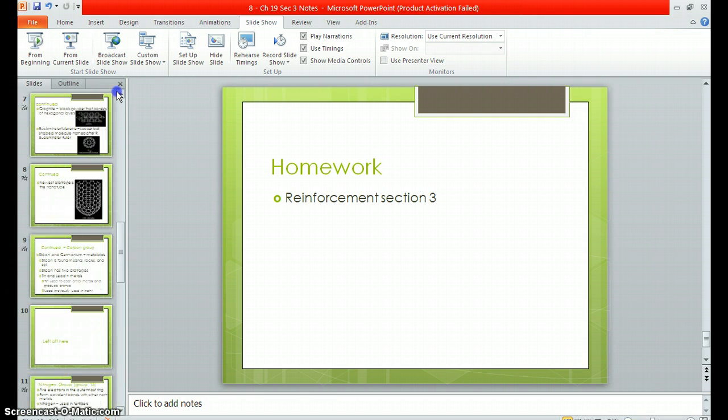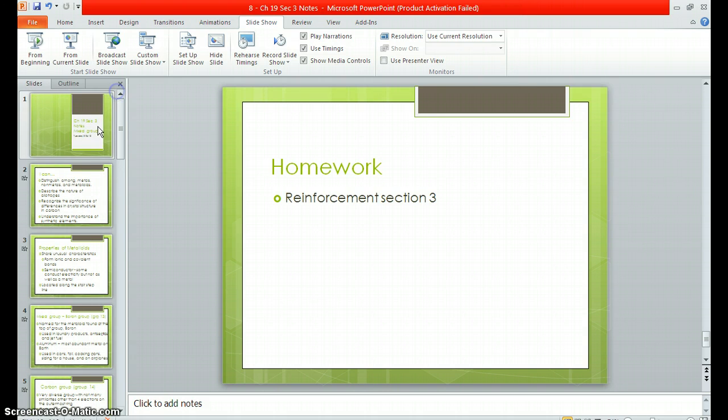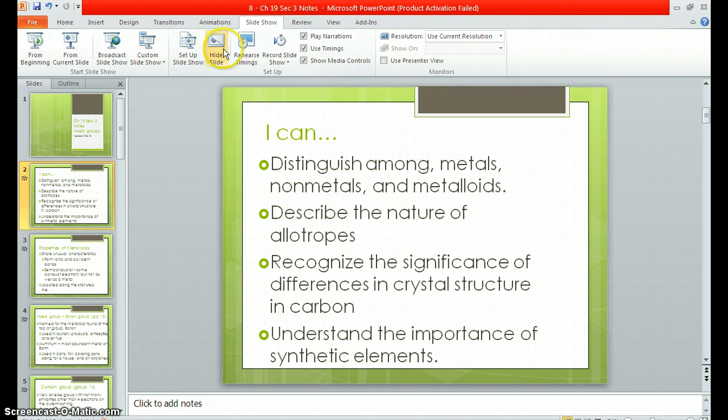So the only other thing is just to go back. I'm just going to scroll back up to the beginning of our notes, and I want to look at those I can statements, just to see if I can do those things. So again, I can distinguish among metals, nonmetals, and metalloids. So think in your head, can you do that? Describe the nature of allotropes. I can recognize the significance of differences in crystal structures in carbon, and I can understand the importance of synthetic elements. So you want to just think in your head, can I do all those things?